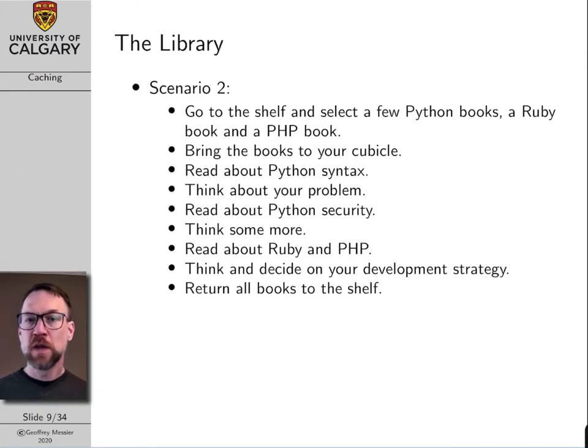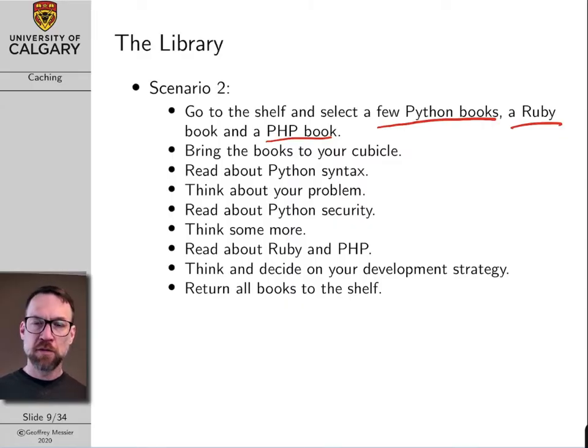Scenario 2 is a lot more efficient and has you spending a lot less time running back and forth between your cubicle and the shelves. In scenario 2, you go to the shelf and you don't just choose one book on Python, you grab a few of them. And while you're there, you look at the other books on the shelves, in the web programming section, and you see, oh, there's a Ruby book, so maybe I'm going to grab that. I might grab a book on PHP as well. And you take a stack of books and bring them back to your cubicle.